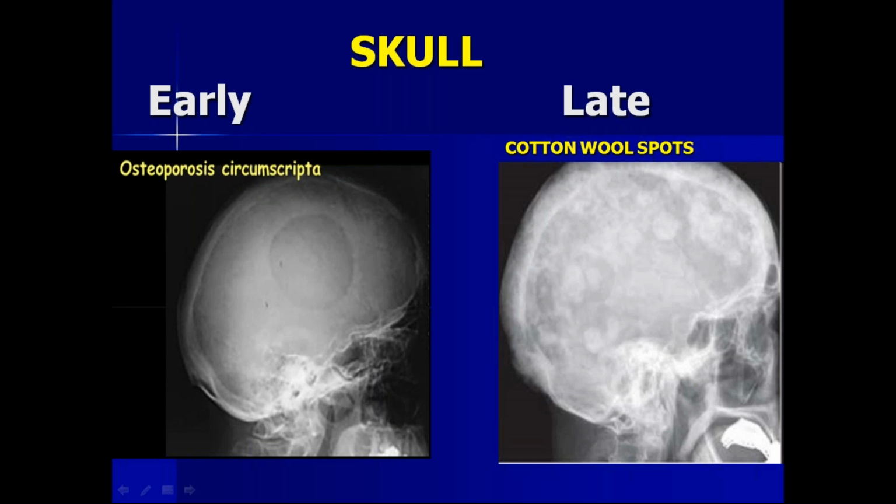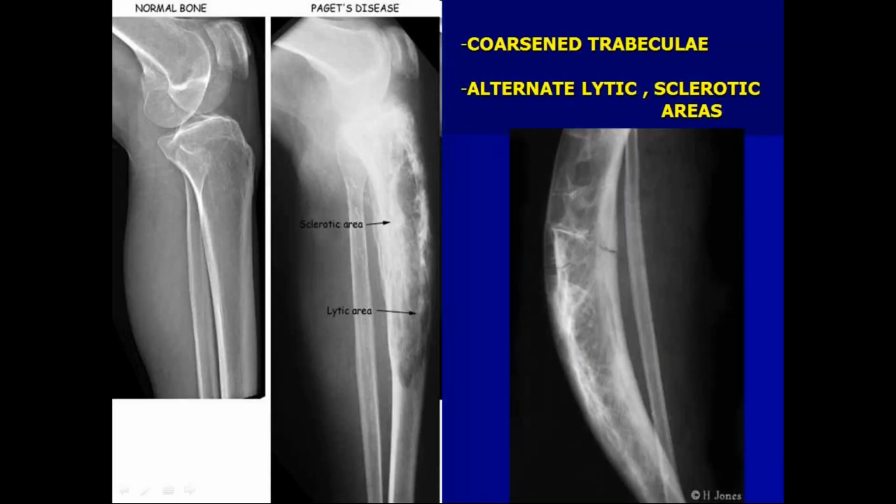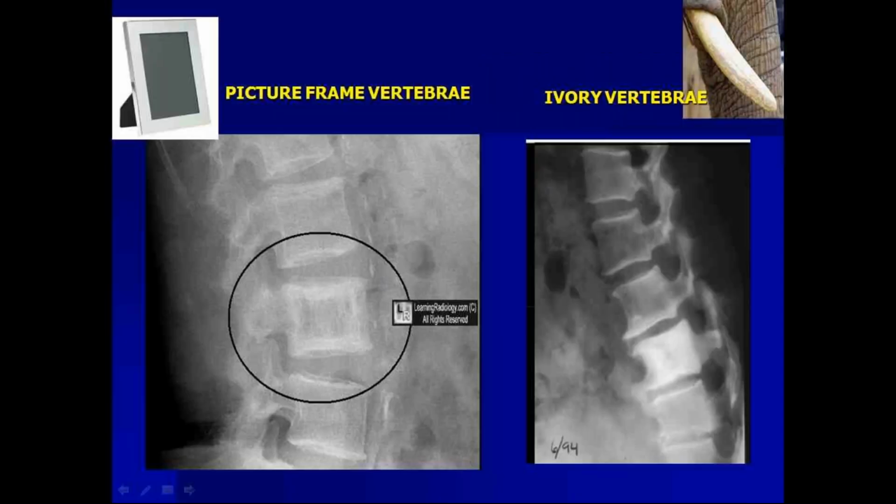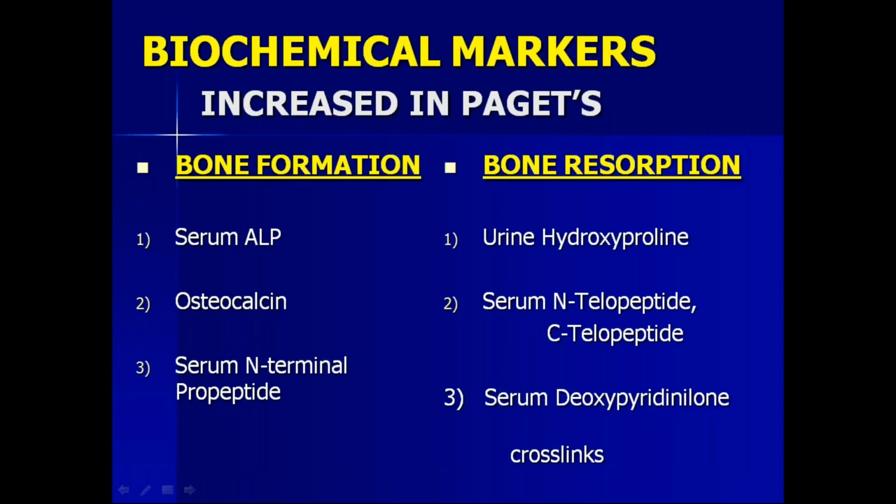Here you can see osteoporosis circumscripta, where in an earlier stage there is only a lytic lesion. In the late stage, you have cotton wool spots, that is a mixed lesion, where you have alternating areas of lytic and blastic areas. So here you have a lytic area and a sclerotic area, alternating. That is typical of Paget's disease. You also have picture frame vertebra, where the end plates are prominent, and ivory vertebra, where there is increased sclerosis of one vertebra.